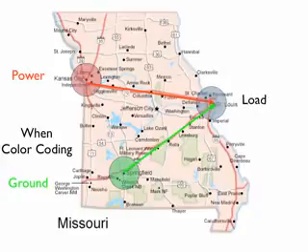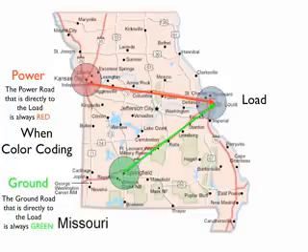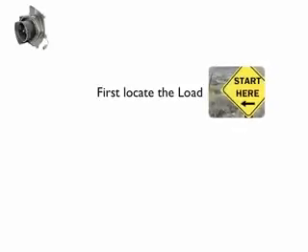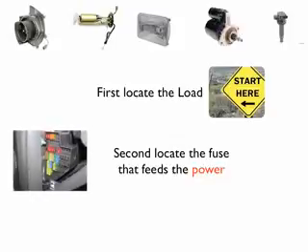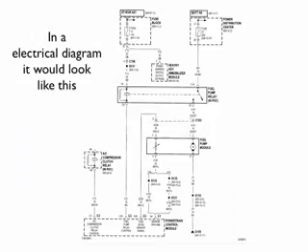Now, when you're color coding, the power road that is directly to the load is always colored red, and the ground road that is directly to the load is always colored green. That's true on our electrical diagrams. So on the map or on a diagram, first thing to do is locate the load. Now, a load is a device, something that consumes the power. It does work, like a light bulb, a blower motor, a coil. The second thing to do is locate the power source, or the fuse that feeds the power. And the third is to locate the ground source, where the ground originates.